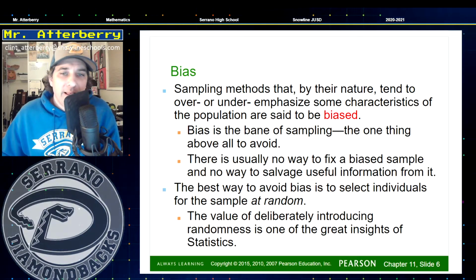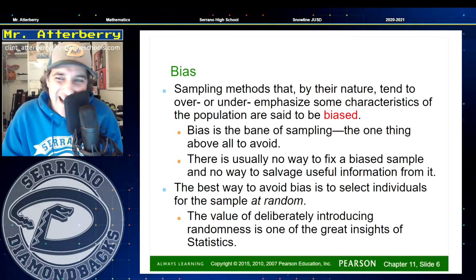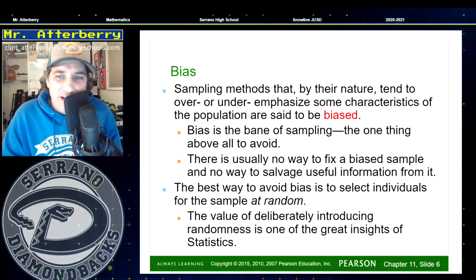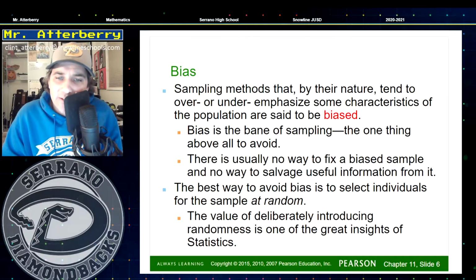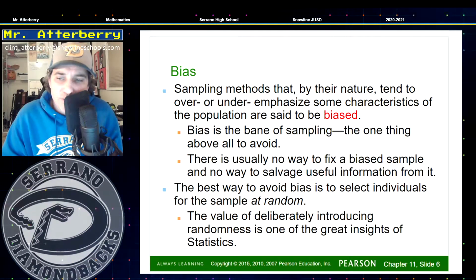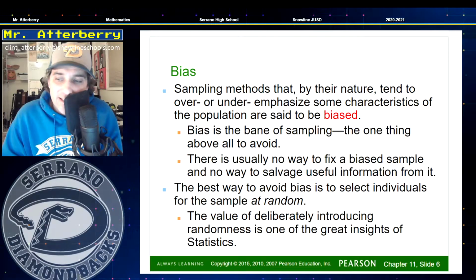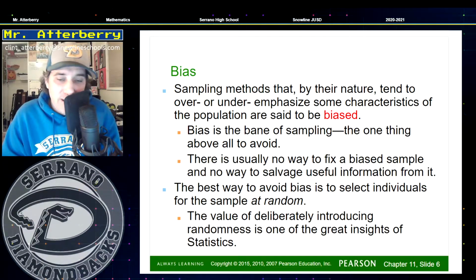All right. So bias. Sampling methods that, by their nature, tend to over or under emphasize some characteristics of the population are said to be biased. Bias is the bane of sampling, the one thing above all to avoid. There is usually no way to fix a biased sample and no way to salvage useful information from it. The best way to avoid bias is to select individuals for the sample at random.